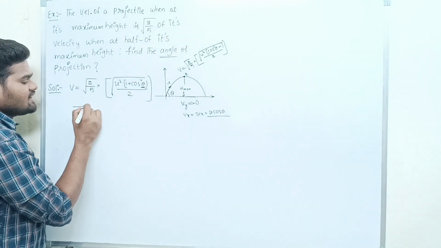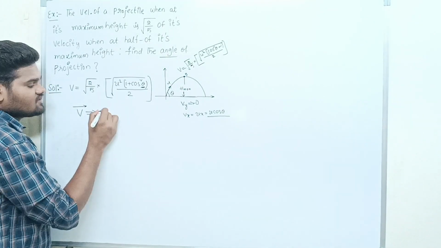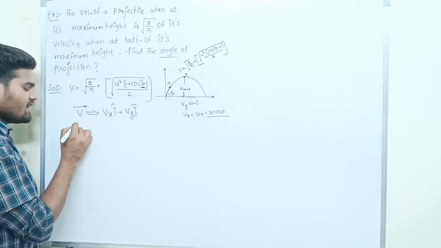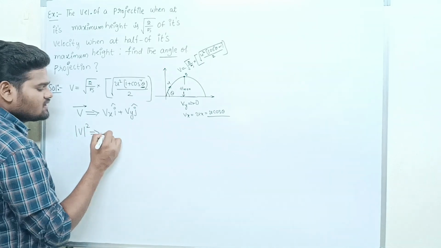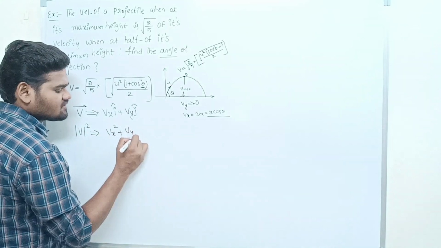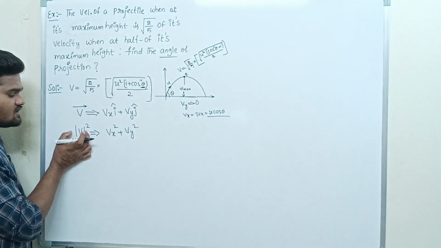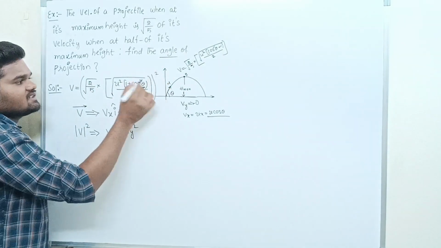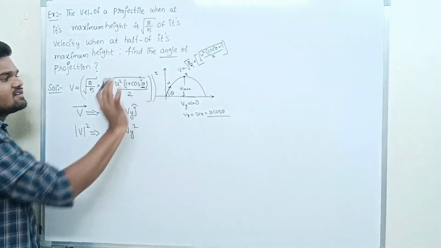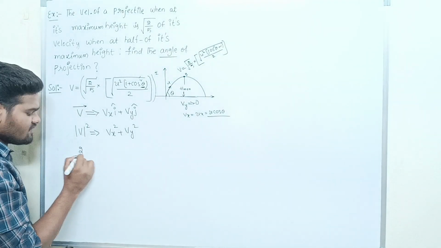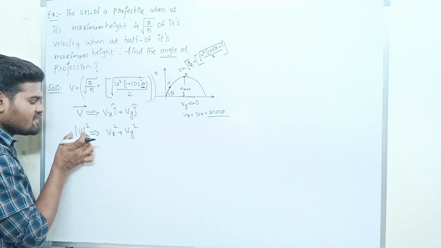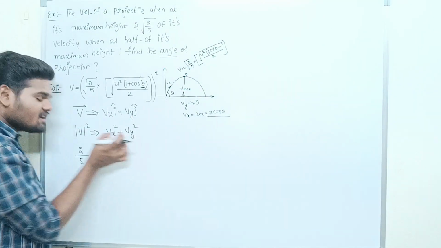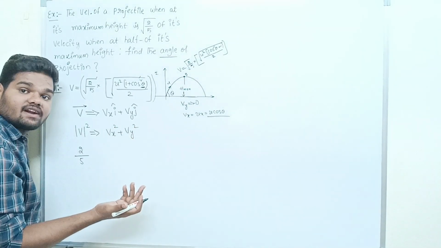Further, I'm writing the general velocity vector equation: V bar is equal to Vx i cap plus Vy j cap. I'm going to find its magnitude. So V bar squared is equal to Vx squared plus Vy squared. What is the value of V squared? Here we have a square on this side and a square on this side, so the square roots cancel out. Here also the square root cancels out, and we got 2 by 5. In general, whenever we find the magnitude, the term becomes the square root of Vx squared plus Vy squared, but here I am squaring on either side and directly substituting.